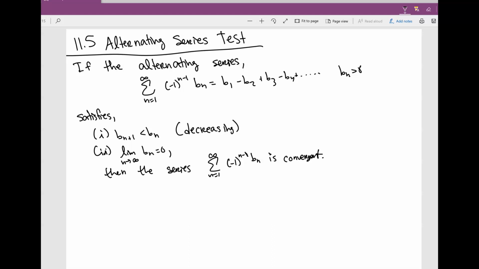This is 11.5, the alternating series test. So now we're going to look at series that look like this, something that has a (-1)^(n-1). It doesn't necessarily have to be (-1)^(n-1). You can have (-1)^n, (-1)^(n+1), something like that.